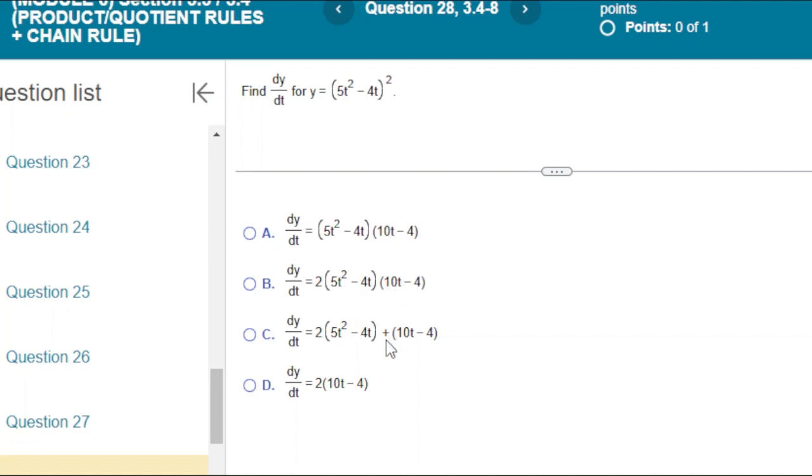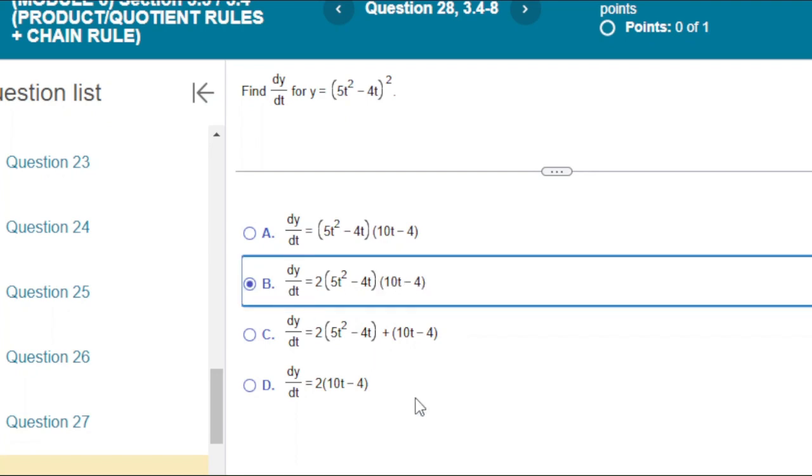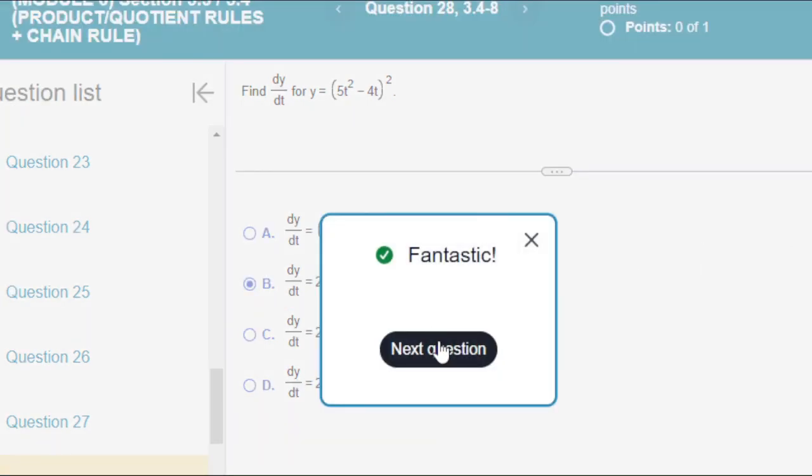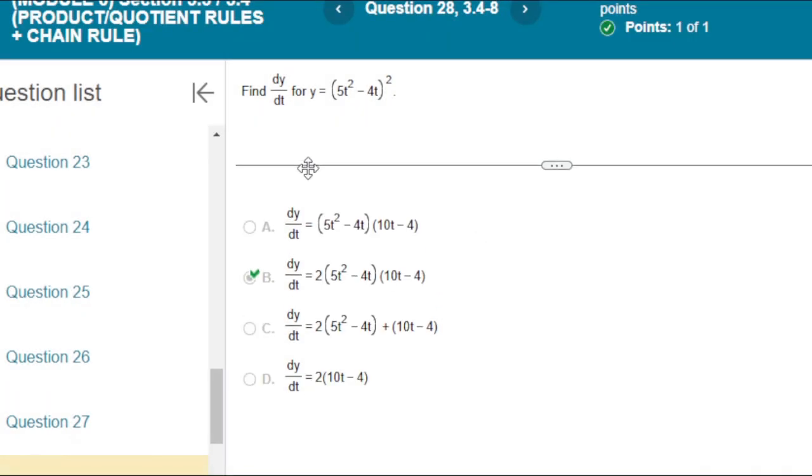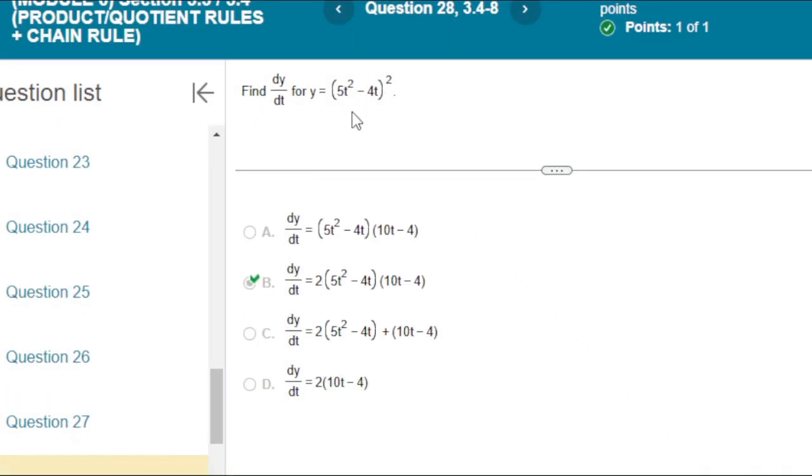By the way, it's not plus here. When you do the chain rule, we don't do 2 times this to the 1 plus this. It's times that. So it's answer B here. And on that one, don't get freaked out because of the t. We're finding dy/dt instead of dy/dx, but all the derivative rules are the same. We're just doing a different variable.